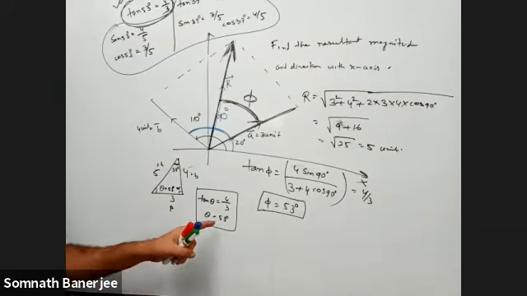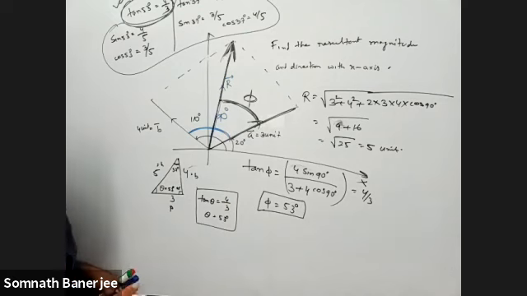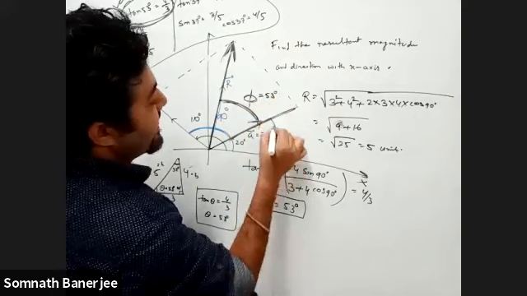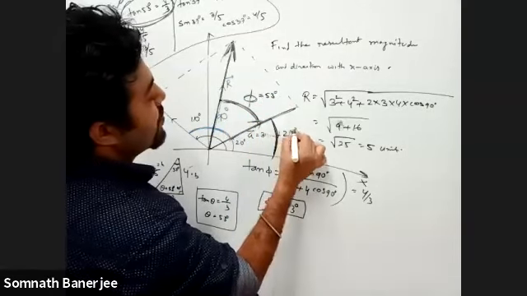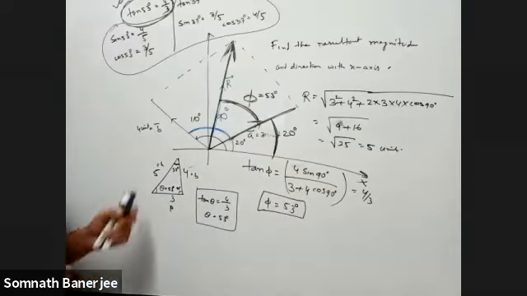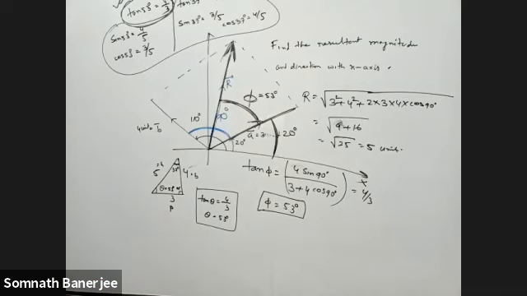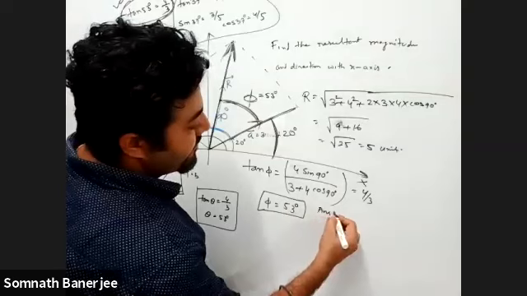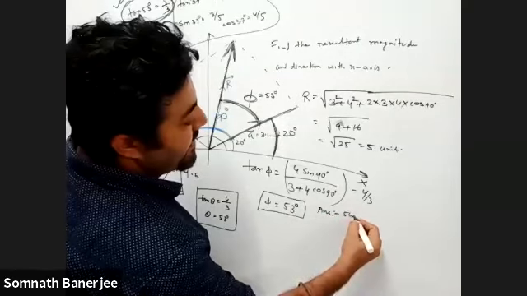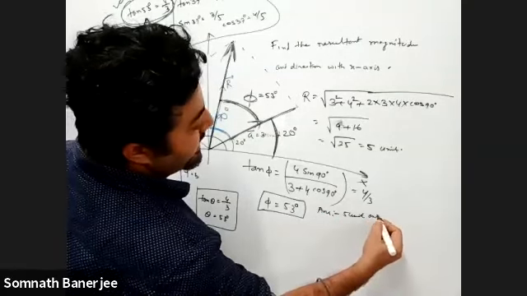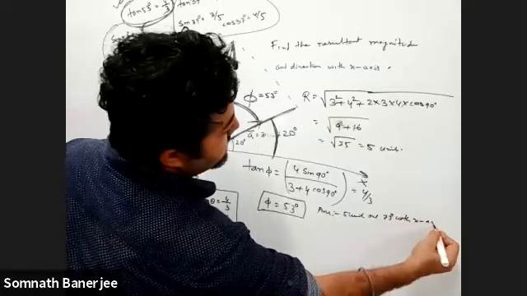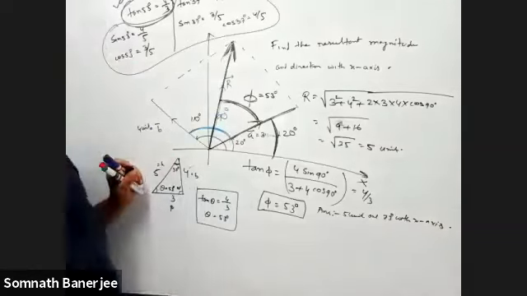So tan theta is 4/3, that means theta is 53 degree. So this angle is 53 degree and this angle is 20 degree. So overall is how much? 53 degree plus 20 degree. So how much? 73 degree. So what is your answer? Answer is 5 unit and 73 degree with x-axis. Is it clear?